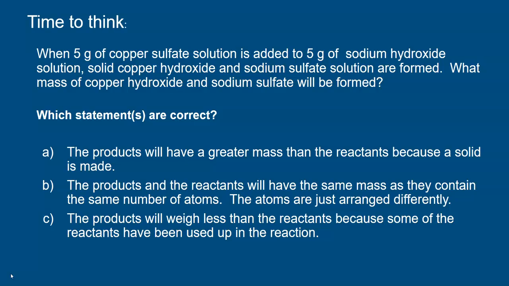What happens during a chemical reaction is that the atoms are not created or destroyed, they are just arranged differently. You've got exactly the same number on the reactant side as you have on the product side, and that's the basis of a balanced chemical equation. So the correct statement there is statement B. The products and reactants will have exactly the same mass as they contain the same number of atoms. They're just arranged differently.